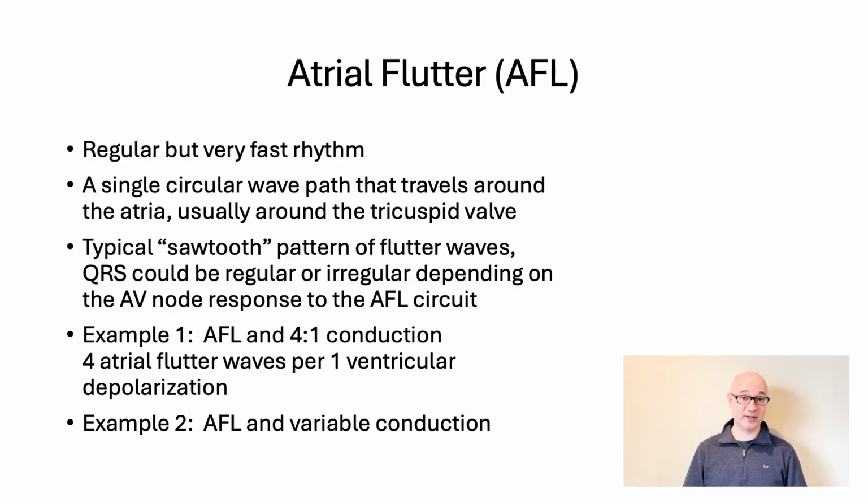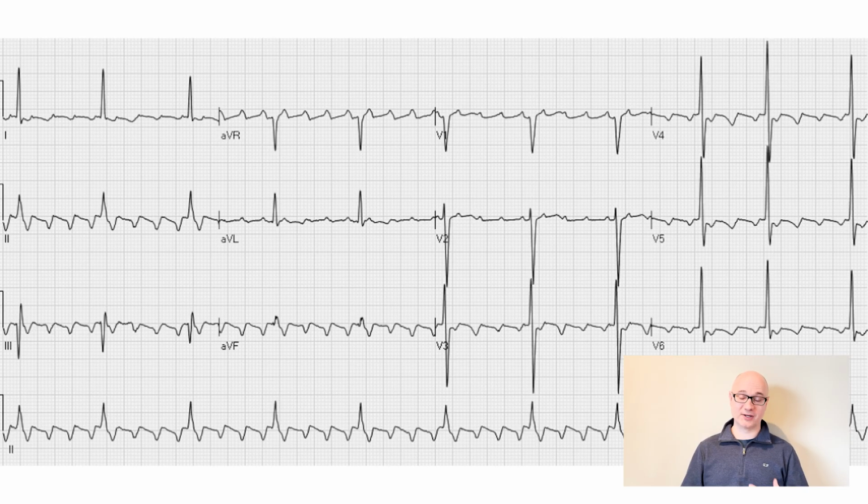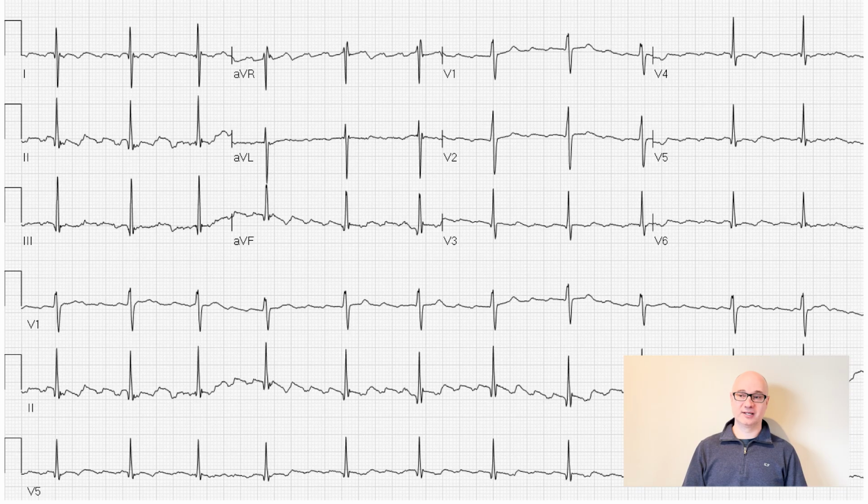So in example 1, you see an example of atrial flutter with 4-to-1 conduction, and every fourth flutter wave you see a QRS. In example 2, you see an example of variable conduction where the flutter is going around, and based on how it hits the AV node can differentially transmit to the ventricle and cause differentially spaced QRSs.